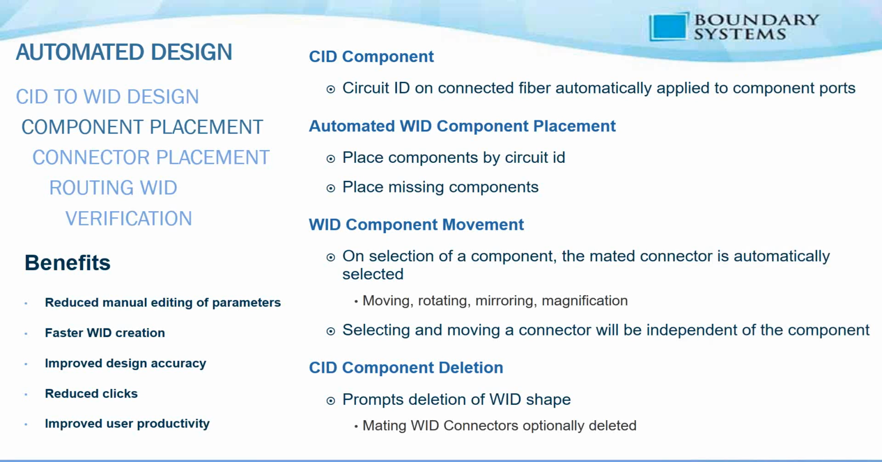As far as the automation process for the component placement, the circuit side has the appropriate information that you can transfer over to your wiring interconnect diagram. And the nice thing is that once you have that component in there, all your movements, like your translations, rotations, mirrors or magnifications, happen at both the component and connector level.